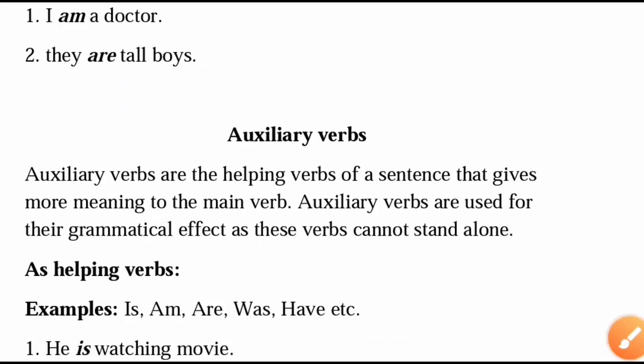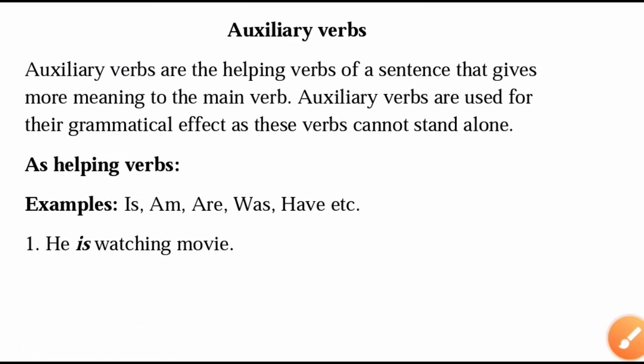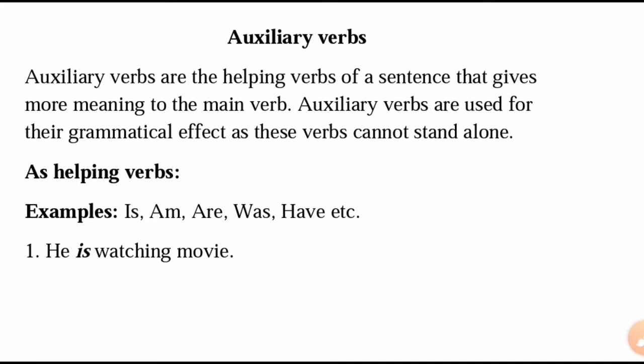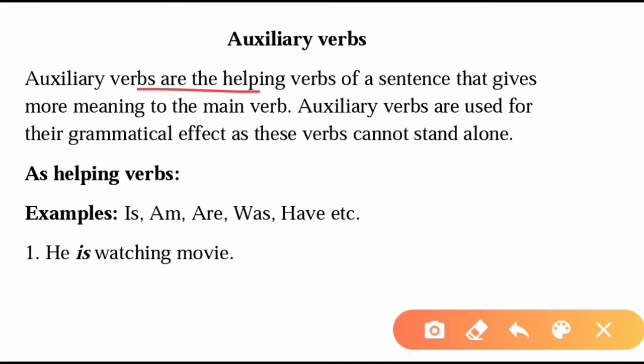So now let's talk about auxiliary verbs. So auxiliary verbs are the helping verbs. You can see the definition here. This is the point. The auxiliary verbs are the helping verbs of the sentence. So it is the opposite of the lexical. We have studied the lexical verb. These are the main verbs in a sentence, but we know there are a few verbs in a sentence that help the main verb. So all the verbs that are used as the helping verb, we can call these auxiliaries.